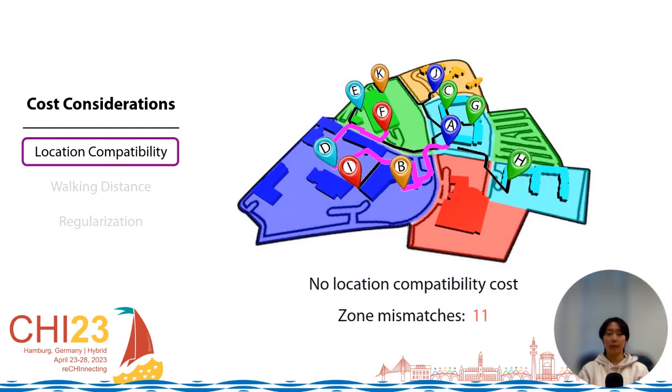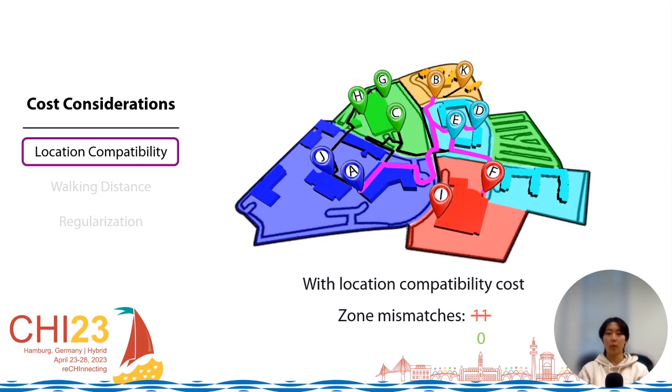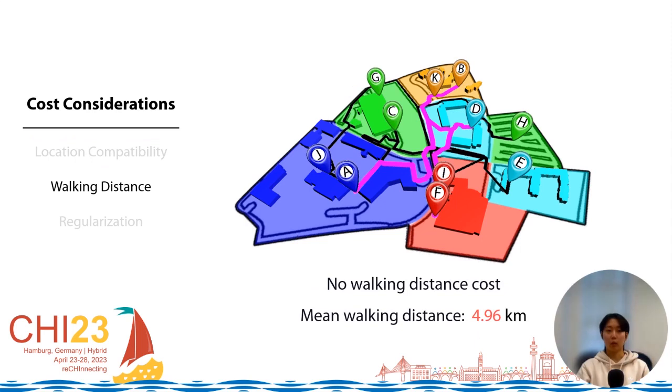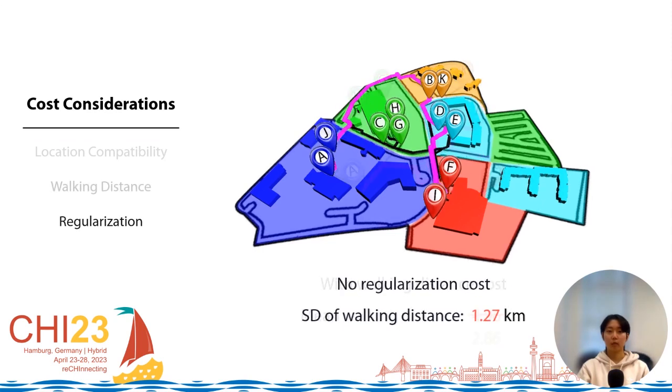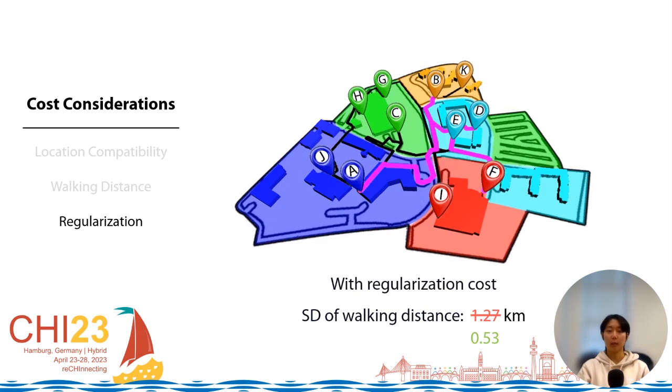Here is the effectiveness of our cost consideration. With the location comparability, events are distributed at locations with comparable zone types. With the walking distance cost, the mean walking distance decreased. With the regularization cost, the walking distance between adjacent events becomes similar.